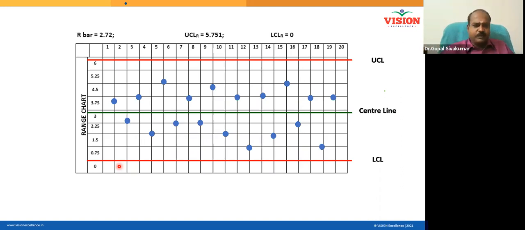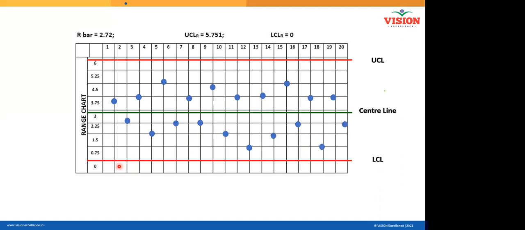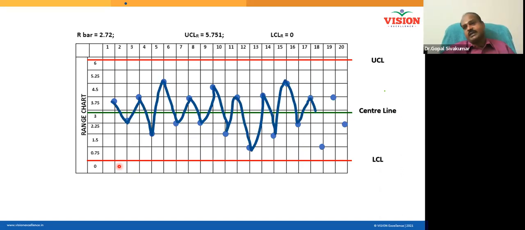Now look at the points. Tell me, is this control chart under control? Yes, all the points are inside the control limit. Only one condition I want you to check: whether the points are inside the control limit. Yes, all are inside the control limit, and so the range is under control.